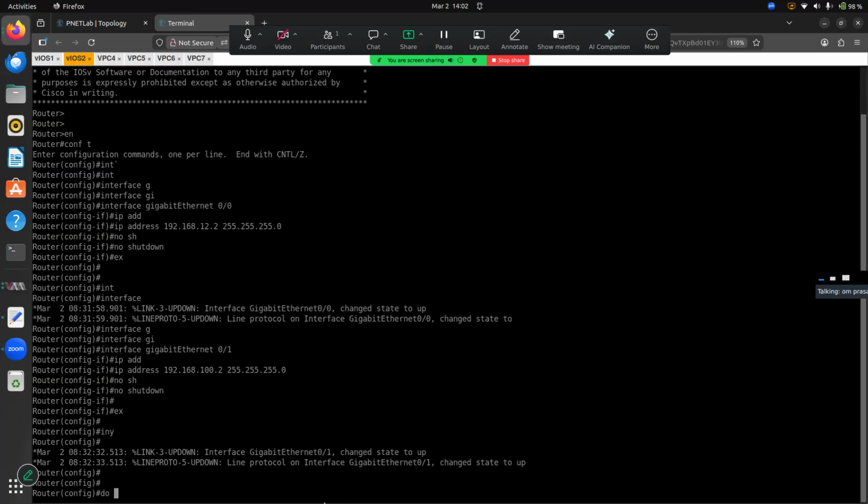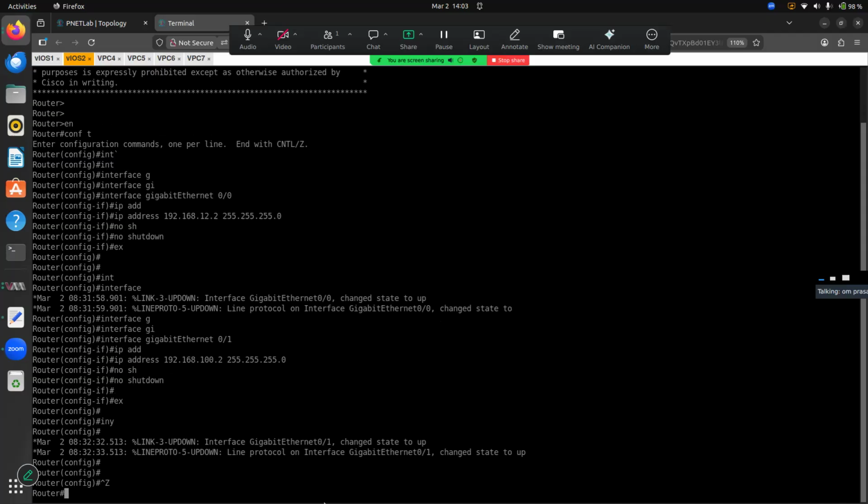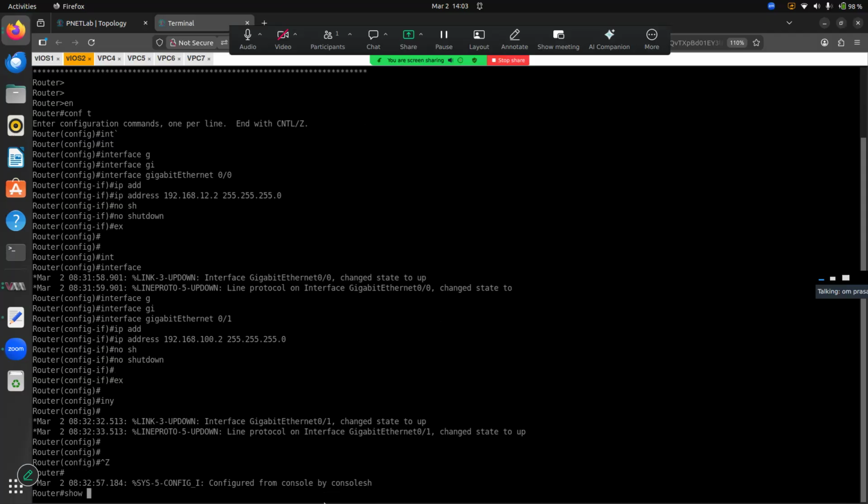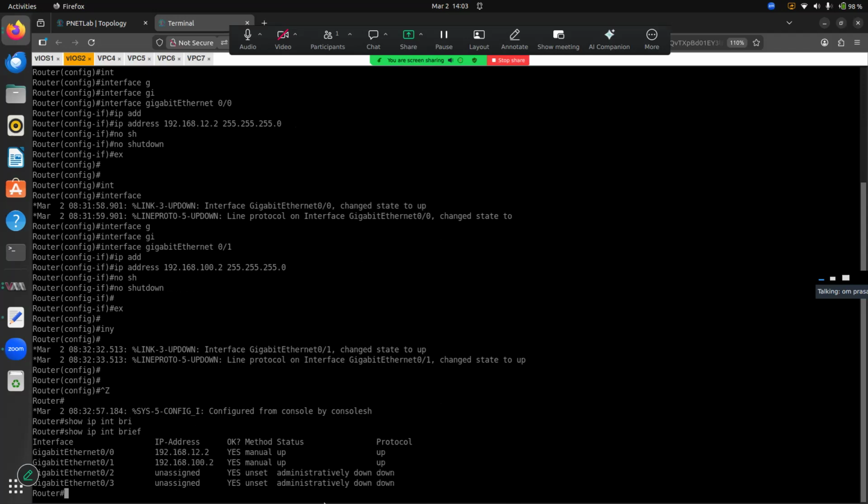Why am I using do here? Because I am verifying under global configuration mode. If I check in privilege mode, then what is the command? Show ip interface brief. See. Whatever command I use under global configuration mode, we have to use do before the command. This is important, you have to remember. See, 12.2 in 0/0 and 100.2 in 0/1.